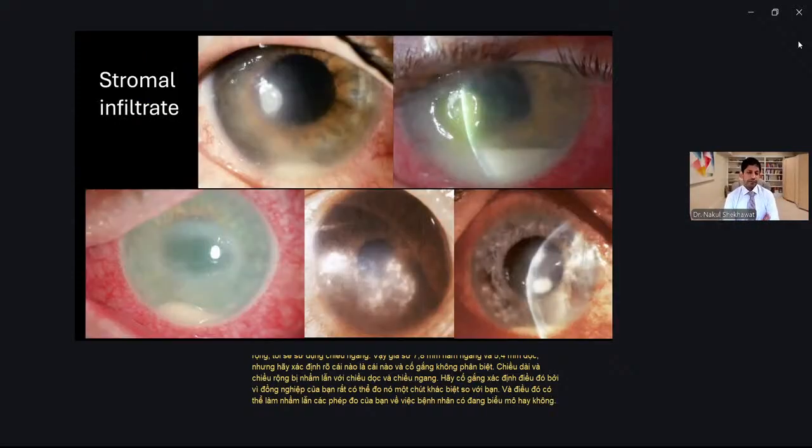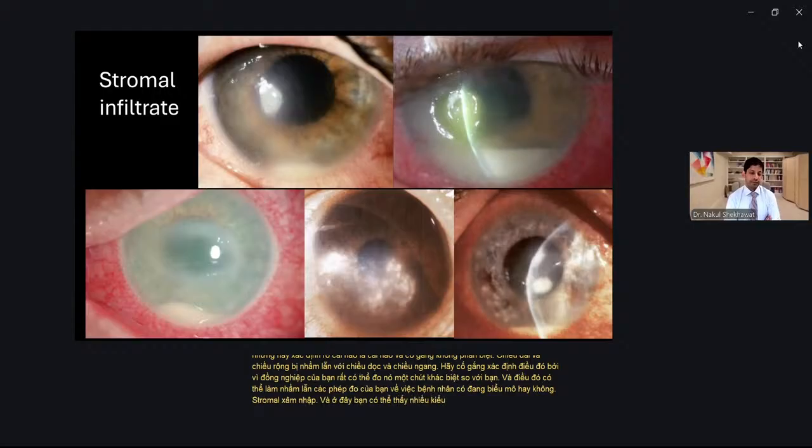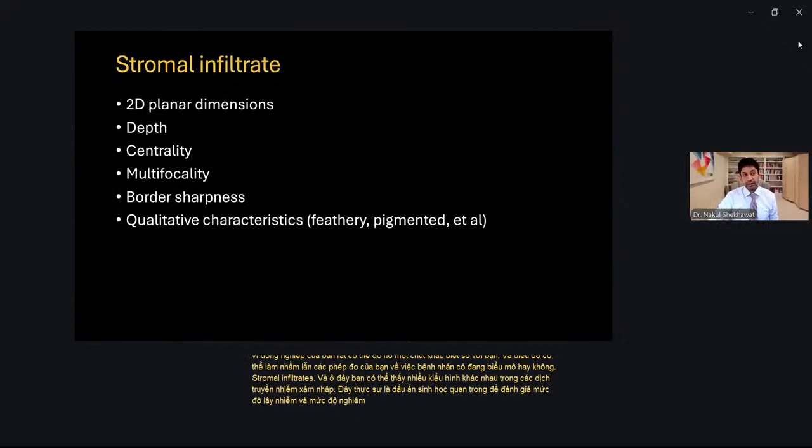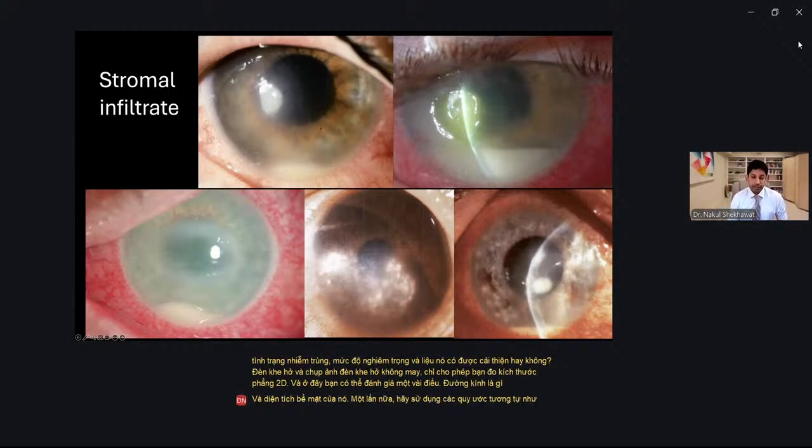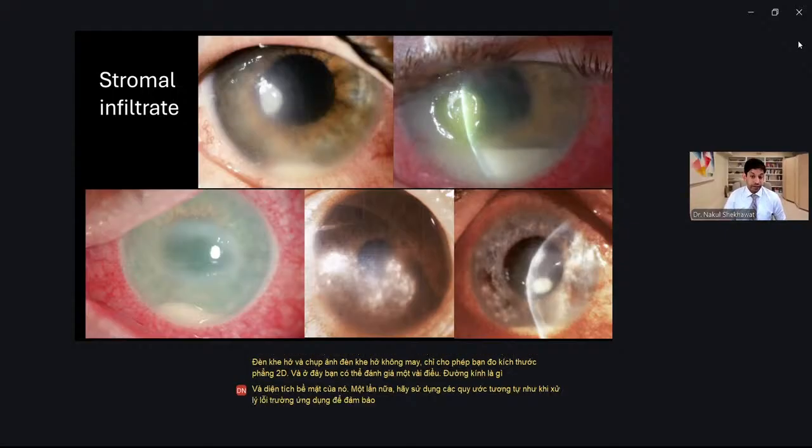Stromal infiltrates. Here you can see the many different phenotypes of infectious infiltrates. This is really the cardinal biomarker for actually assessing how is the infection, how bad is the infection, is it getting better or not. The slit lamp and slit lamp photography unfortunately only allow you to measure in 2D planar dimensions. And here you can assess a few things. What is the diameter and surface area of this? Again, use the same conventions as you would for epithelial defect, just be consistent and precise and clear in what mechanism you use to measure it.